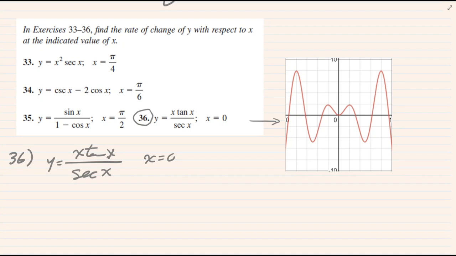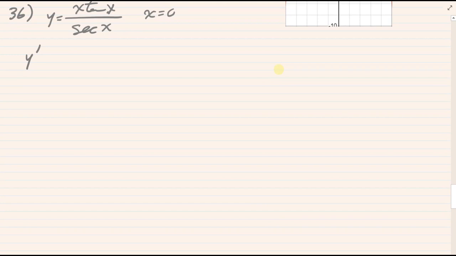This is exercise number 36, and I have a graph of exercise number 36 right next to it that we can see. We want to find the rate of change of the function with respect to x at the indicated value of x, which is 0. Now from this graph, it looks like at 0, the tangent line looks to be horizontal, right? So let's see if the slope ends up being 0. But before we actually look at that, we need to find the derivative, and then I'm going to simplify the derivative as much as I can before plugging in a value of 0 for it.